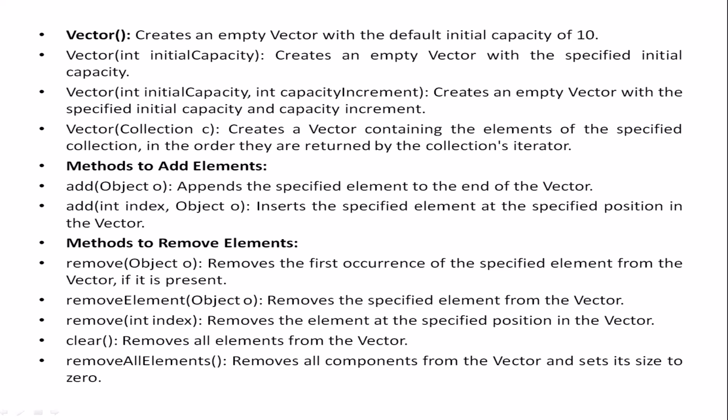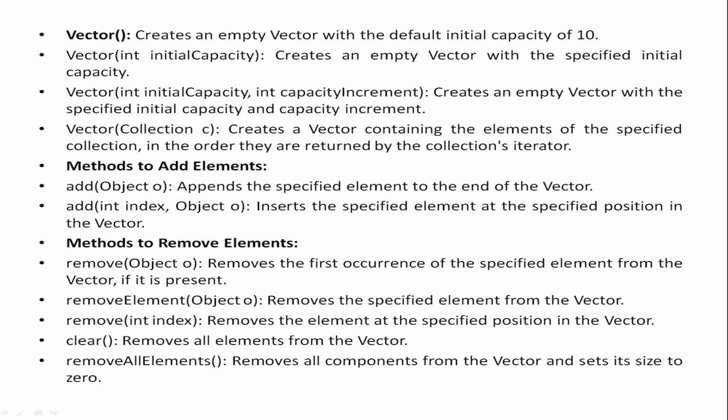Methods to add elements are add(Object o). It appends the specified element to the end of the vector. Next one is add with two arguments, int index and Object o. It inserts the specified element at the specified position in the vector.